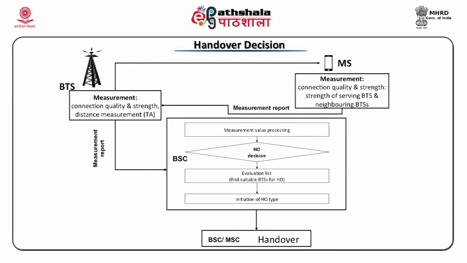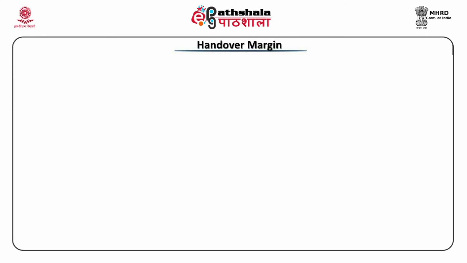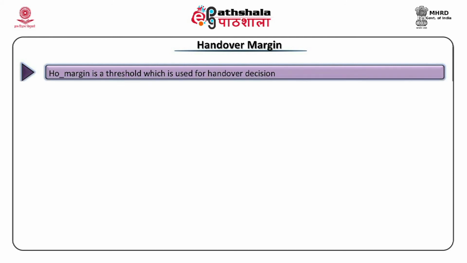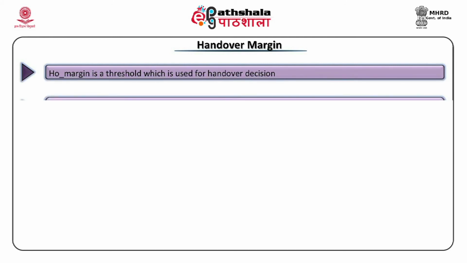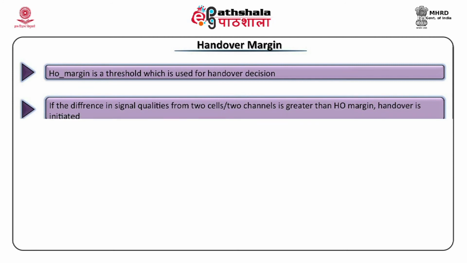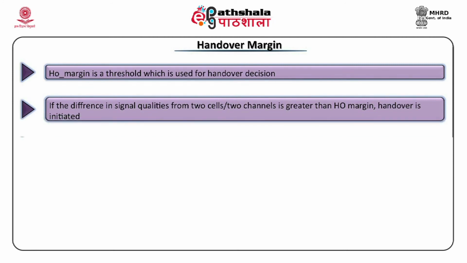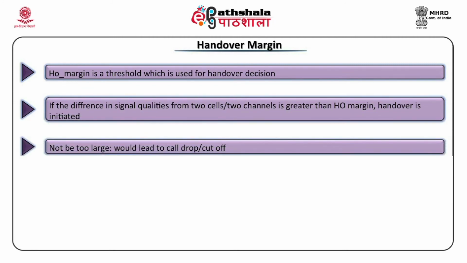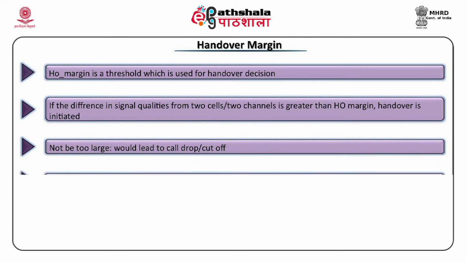But what about this significant difference? How do I quantify it? This difference between the two link qualities is known as HO margin, handover margin. Now, if there is a difference greater than this threshold, handover should take place, and if it is less than this threshold, it means that both the links are of more or less equal quality, and hence no handovers should take place.